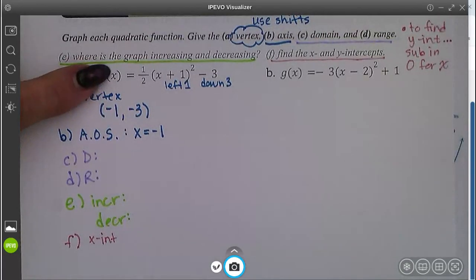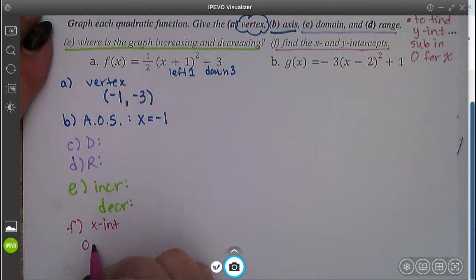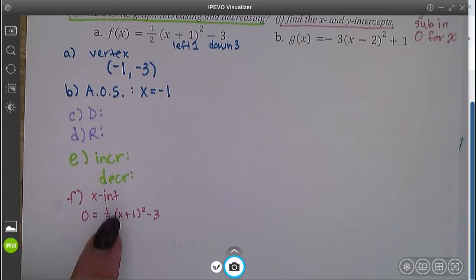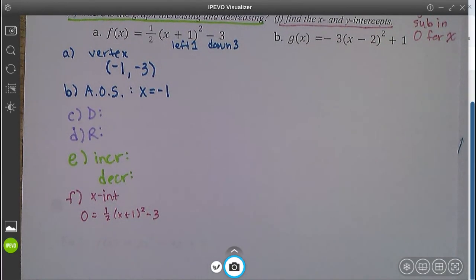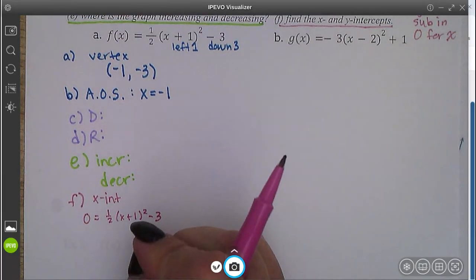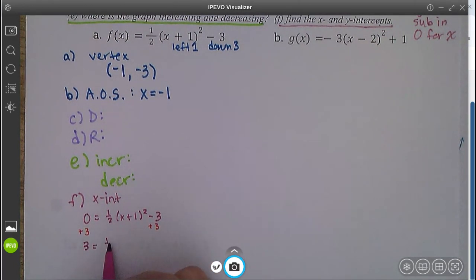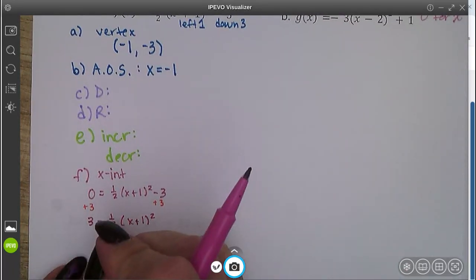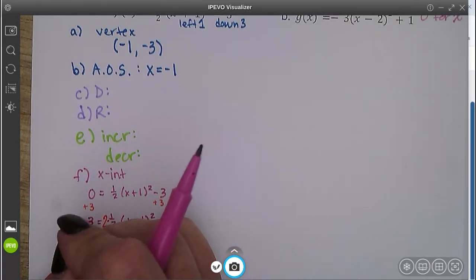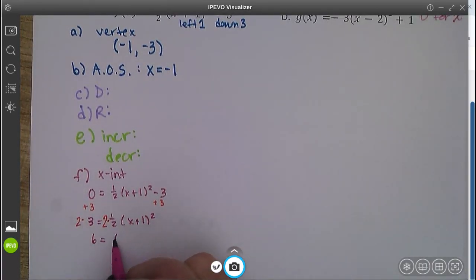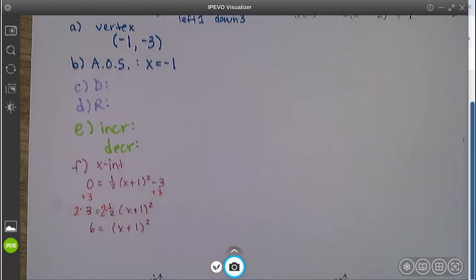The y is the f of x part. So I'm going to put 0 equals 1/2 times (x plus 1) squared minus 3. And I'm going to need to solve for x. I'm going to do this when it's in vertex form, by the square root method. So I'm going to isolate the squared thing first. I'll add 3 to both sides. And then I need to multiply by 2 so that I don't have that 1/2. So now I have 6 equals (x plus 1) squared.